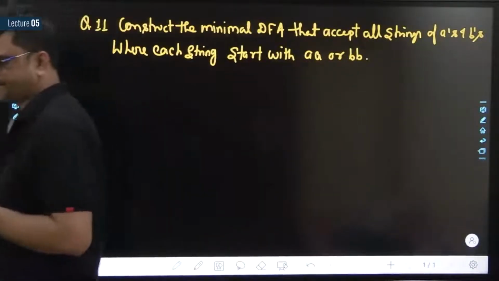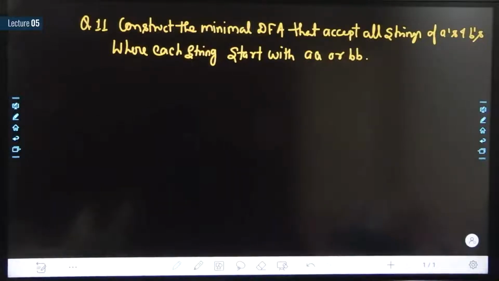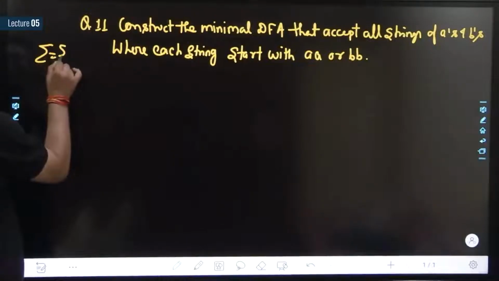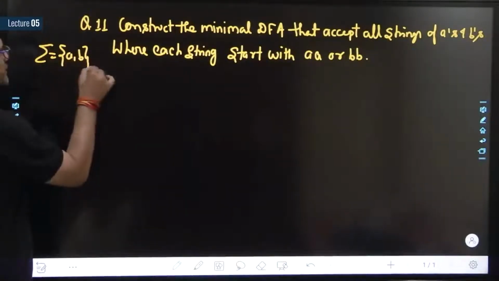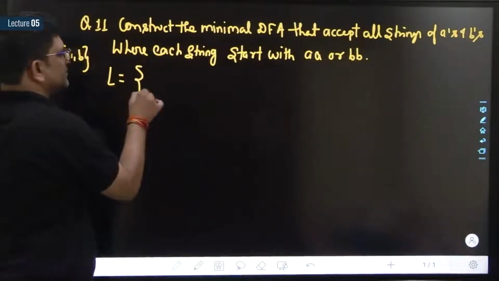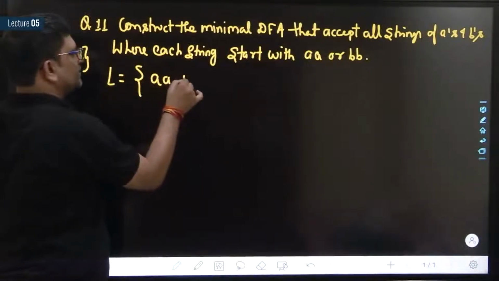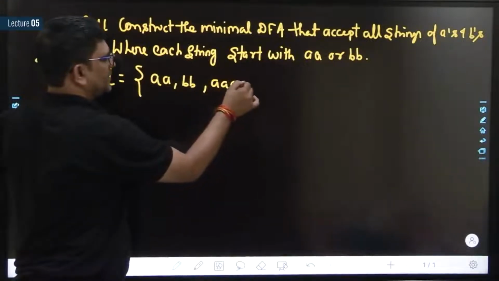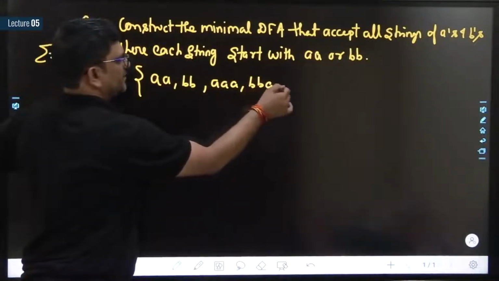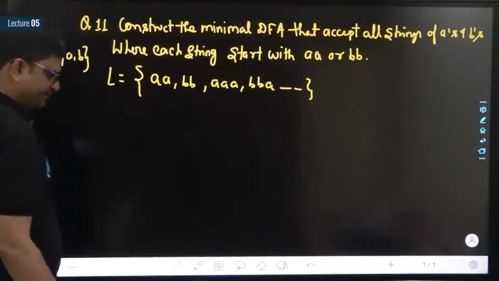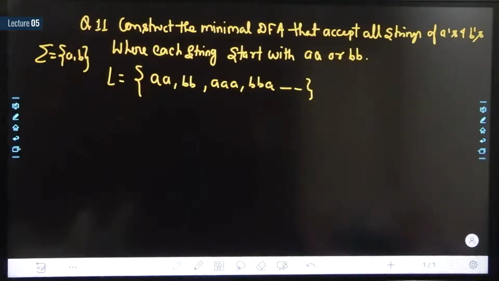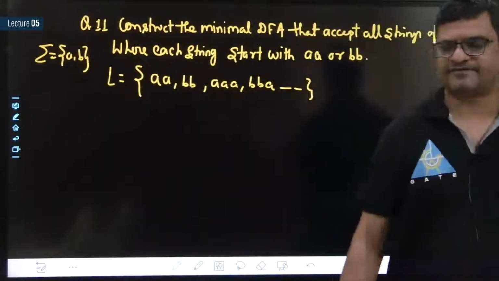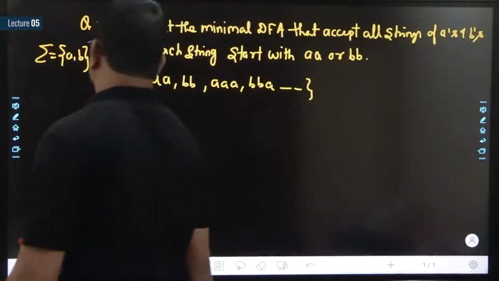This is our question. Now, what is the input alphabet? A comma B. What is the language? Strings that start with AA or BB are in our language. AAA, BBA and many more. Clear? Start with either AA or BB.